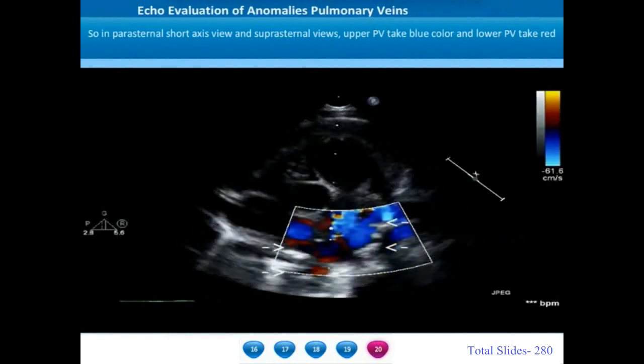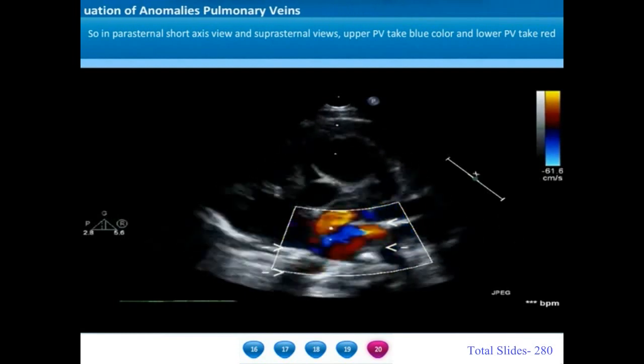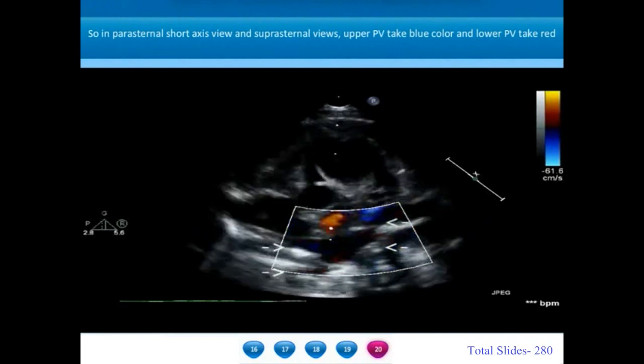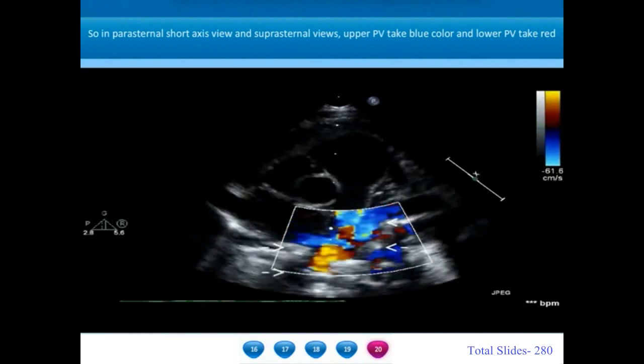This is a normal parasternal short axis view that shows all the four pulmonary veins that drain back into the left atrium behind the aortic root.